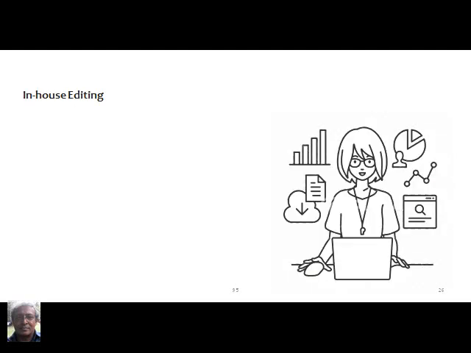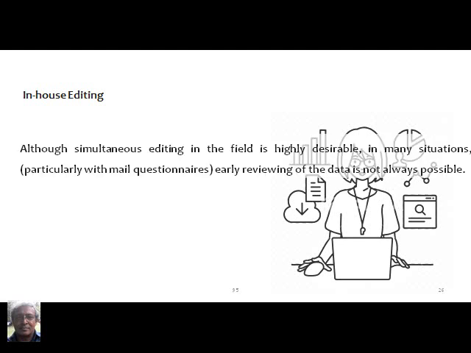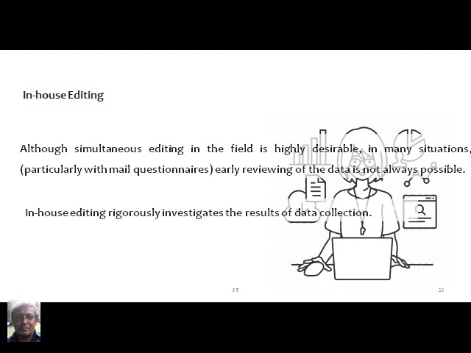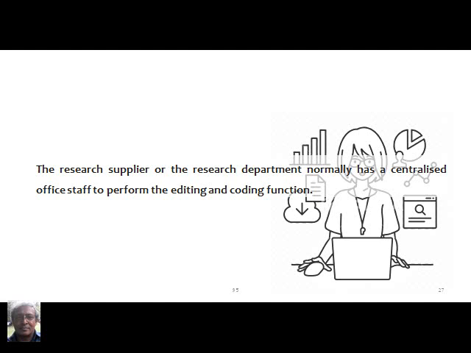In-house editing. Although simultaneous editing in the field is highly desirable, in many situations, particularly with mail questionnaires, early reviewing of the data is not always possible. In-house editing rigorously investigates the results of data collection. The research supplier or the research department normally has a centralized office staff to perform the editing and coding function.